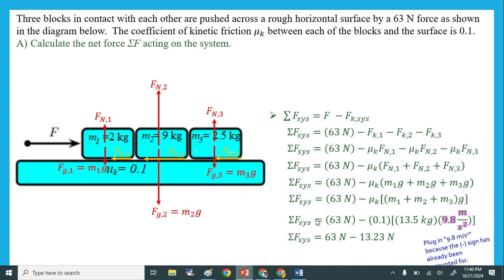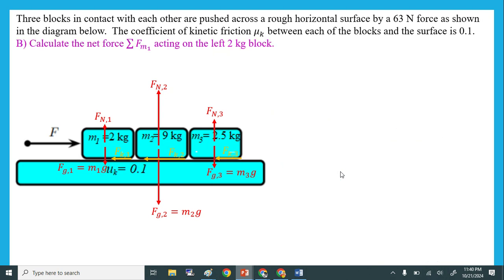All right, other than that, if you do the math, it'll be 63 newtons minus 13.23 newtons. And then if you do that on your calculator, you should get a value of 49.77 newtons. And here, I include the plus sign because part A asks to find the net force. Well, the net force is a vector, and it didn't use the word magnitude, so I'm going to include a plus sign here because the system will be pushed to the right. So the net force has to follow that direction, so it's going to be positive. Okay, so the answer for part A is going to be plus 49.77 newtons. That's it. Let's go ahead and crack out part B.